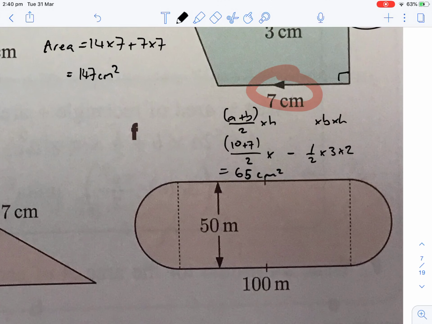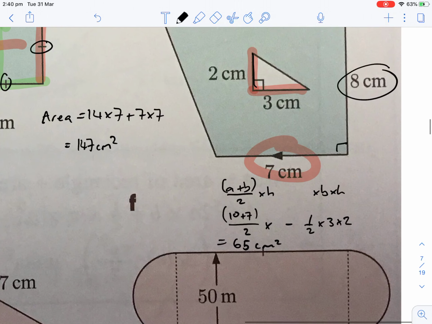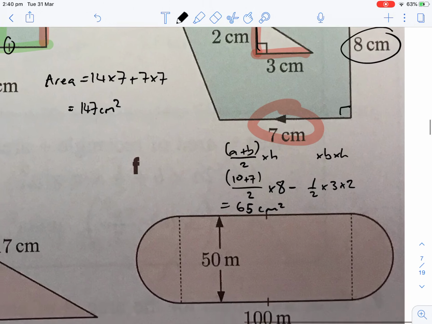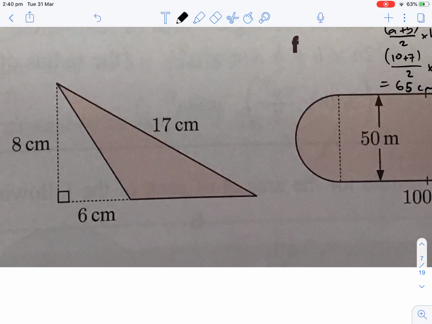Sorry, this all disappeared: times my height, which was 8. I subtracted more than I wanted to there. Okay, the triangle, again, it doesn't matter that this triangle is kind of pushed over, but when you do it, you're going to have the base and the height.